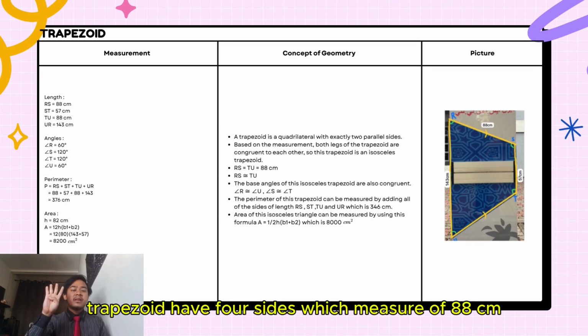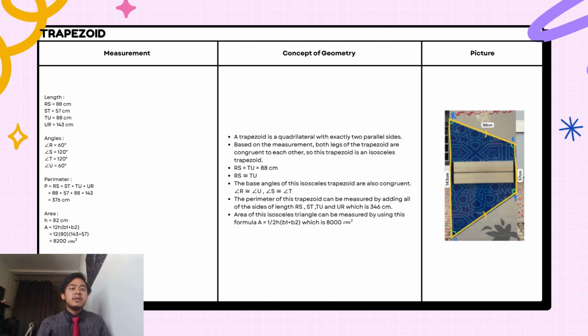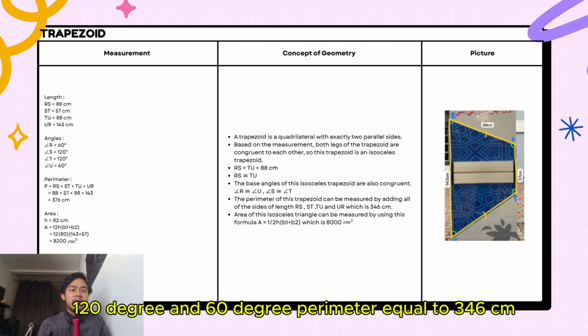Trapezoid I has 4 sides which measure 88 cm, 57 cm, another 88 cm and 143 cm. The 4 angles measure 60 degrees, 120 degrees, another 120 degrees and 60 degrees. Perimeter equals 356 cm.